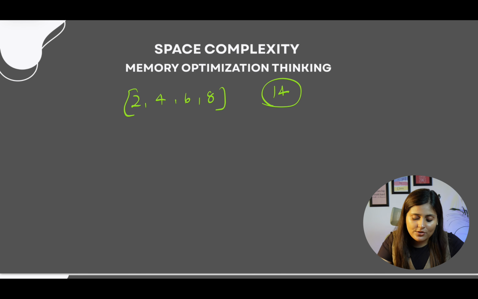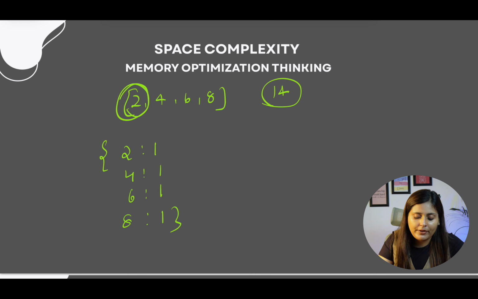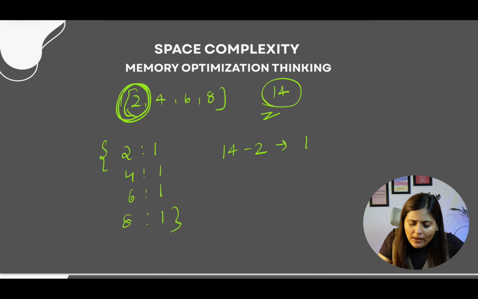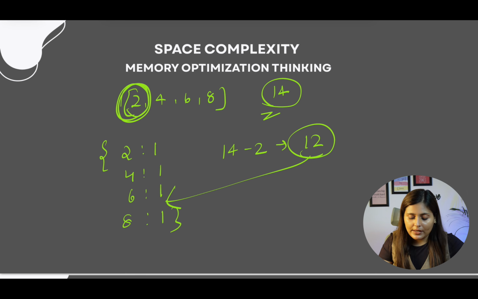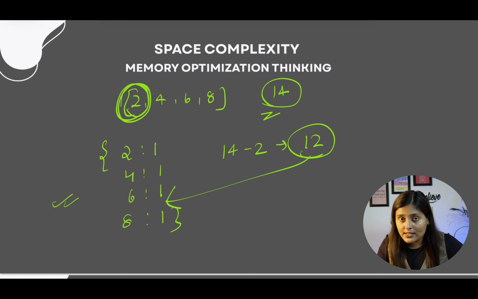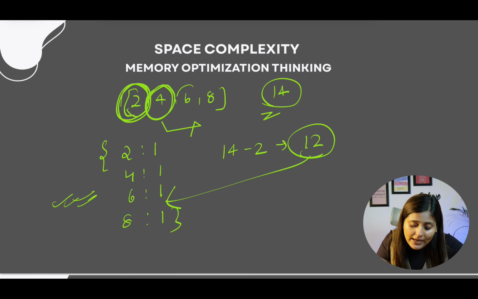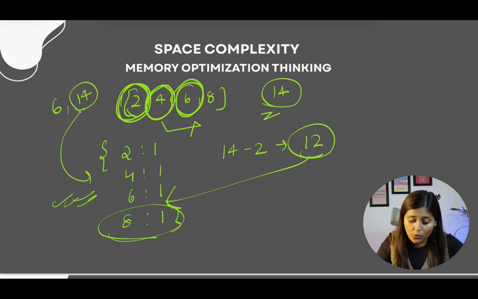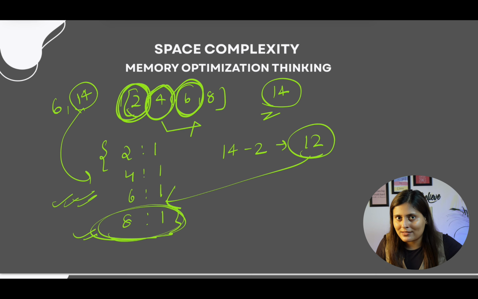Another approach is, let's try to save this in a map. Means for 2 you have 1, for 4 you have 1, for 6 you have 1, for 8 you have 1. Now start iterating from here. When you are at 2, you needed 14. So 14 minus 2 means you need 12 more. You can check from here, hey, do I have 12 here? You will say no, you don't have. Now if you have 4, you will ask, hey, do I have 10 here? No, I don't have. Now when I will be at 6, I will say, hey, I have 6, I want 14, do I have 8 here? It will say yes. So in just O of 1 time complexity, you found what number is there, correct?